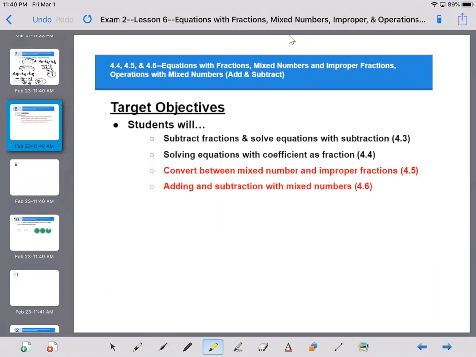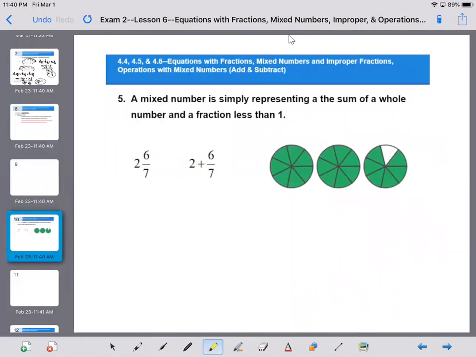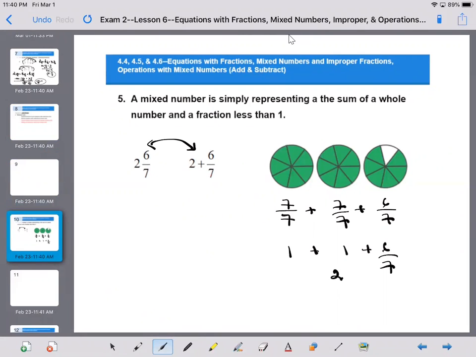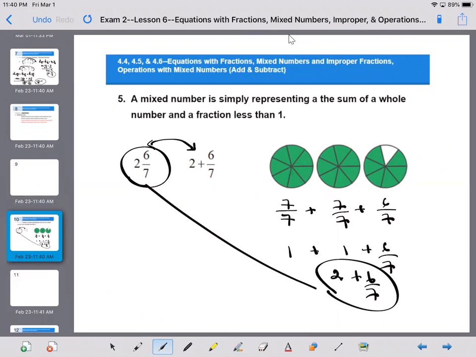All right, so let's look at the last part, is dealing with mixed numbers and being able to convert between mixed numbers and improper. So when you see something like this, you see the 2 and 6/7, these are actually written the same way. The 2 and 6/7 is actually 2 plus 6/7 because there's 7/7 and there's 7/7 and there's 6/7. So this would be 1 plus 1 plus 6/7, or 2 plus 6/7, which is the same as writing it as such.